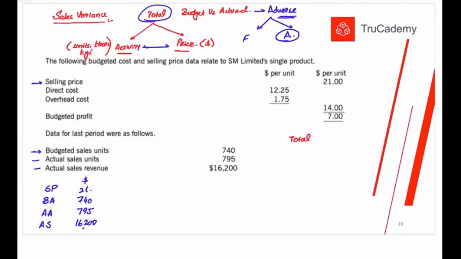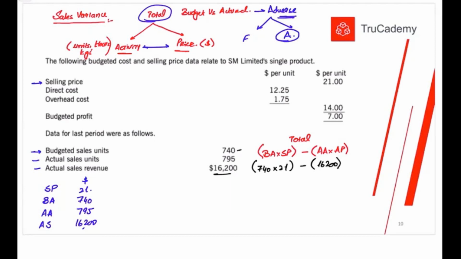Okay. First, calculate the total sales variance. To calculate the total sales variance, we need to compare budget with the actual. So to calculate the budget, we can say budgeted activity multiplied by budgeted price or standard price, minus actual activity into actual price. Now, how much is this actually? Budgeted activity in this question is 740 and budgeted price is 21. This is our budgeted result, and the actual result is already given in total, $16,200.